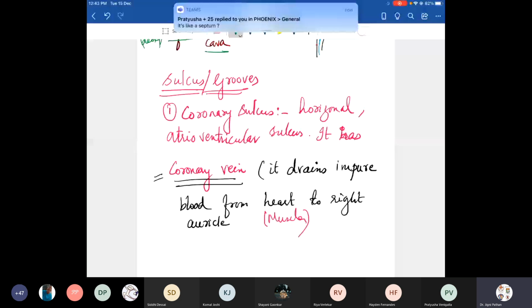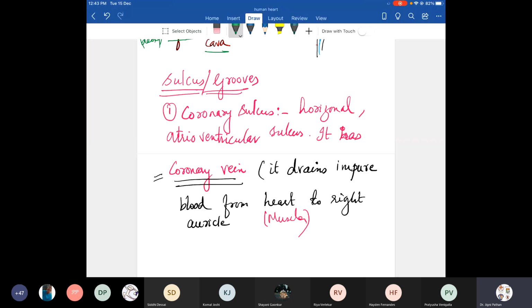It's like a septum. It's like a division. Sulcus is a groove which divides auricle from the ventricles. Into the sulcus, there's a coronary vein that is residing, and this brings the impure blood from the heart muscles and opens into right auricle. Is this point clear?